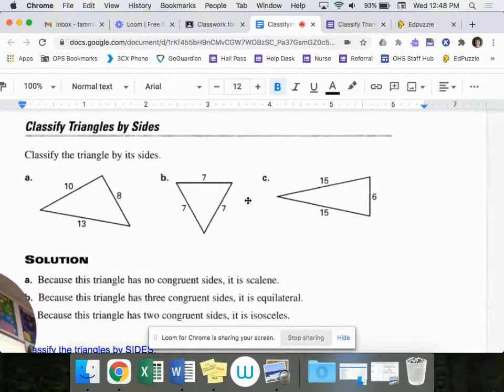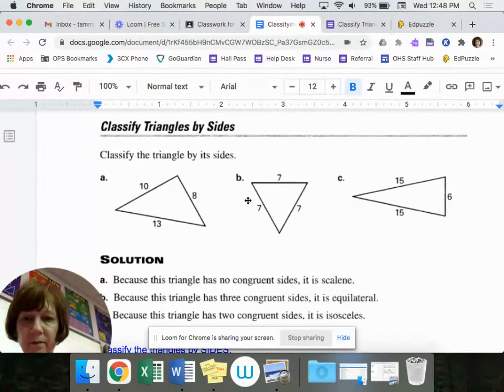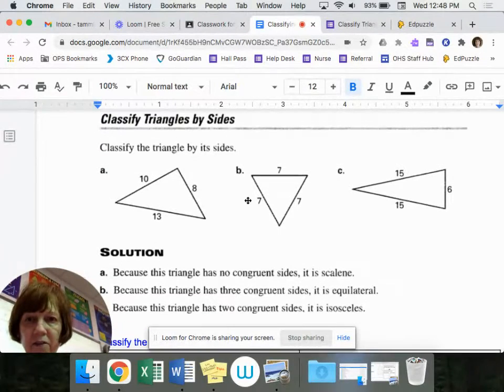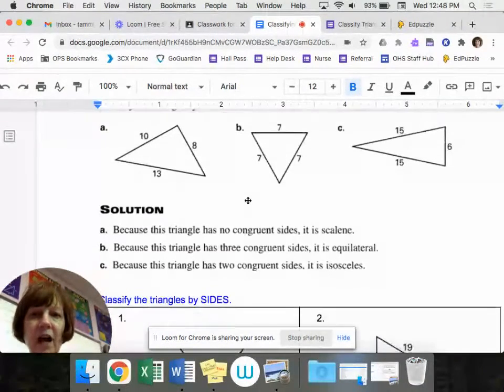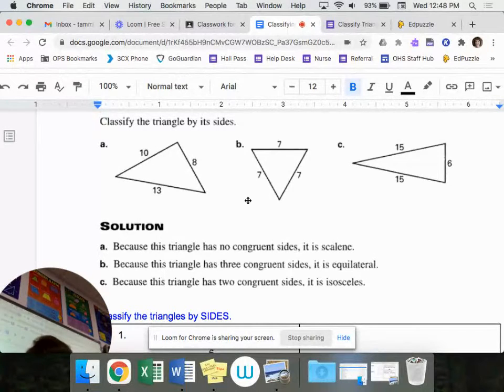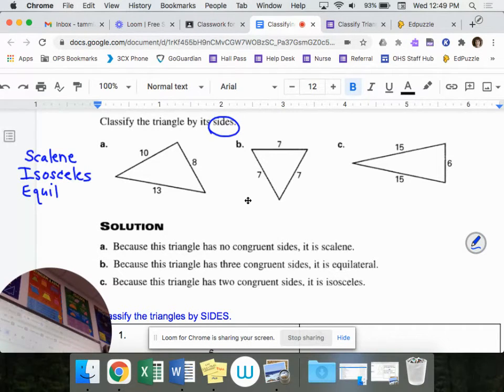Okay, so here are some questions we're going to work through together. This says classify the triangle by sides. So first of all, you have to clue into what the question's asking me. It's wanting to know about sides. Our options for sides are scalene, isosceles, and equilateral. Okay, so no sides the same, 2 sides the same, 3 sides the same.